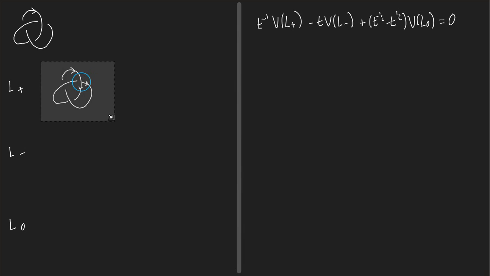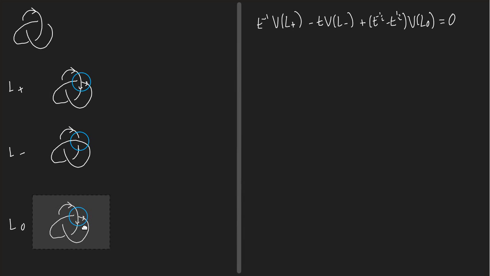Okay, so if that was our L plus, what will L minus be? Well, it's what I get by replacing the positive crossing with a negative one, which is there. And then what will L0 be? It's what I get by replacing the positive crossing with no crossing at all, which is there. That's compatible with the orientation. Okay, so actually let's work out what our new L minus and our new L0 are.